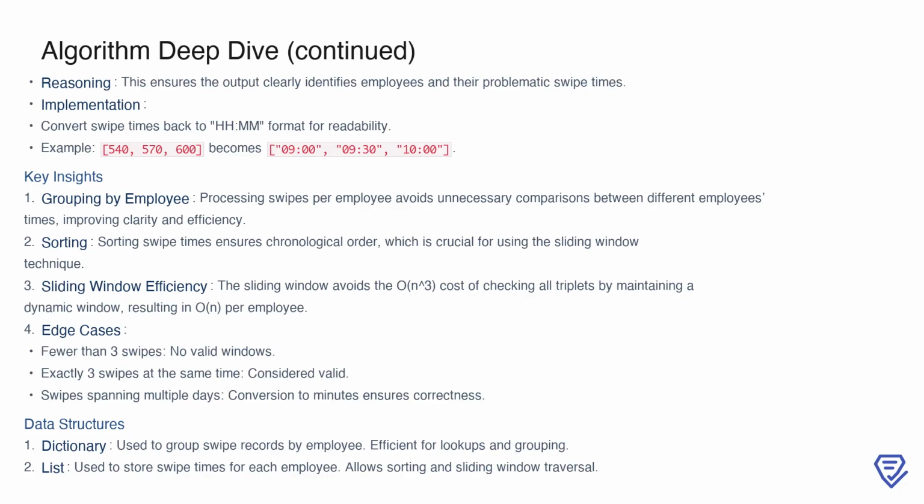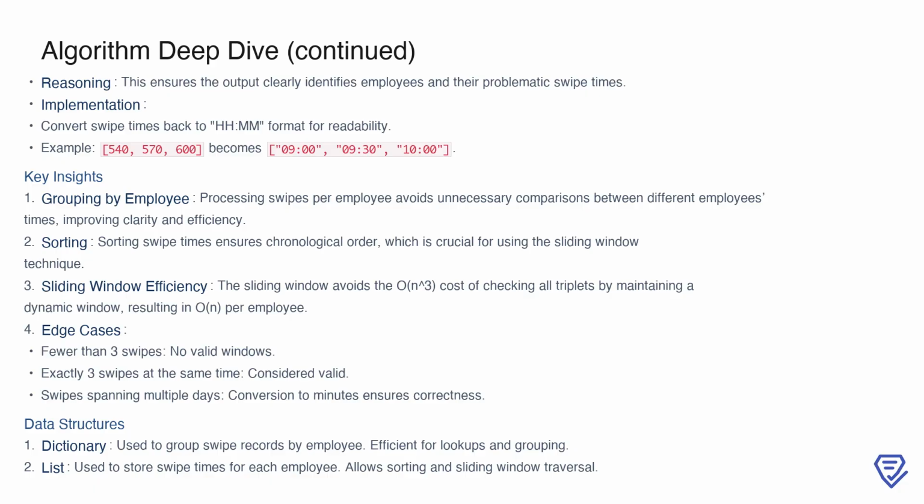If it does, we increment start to shrink the window. If the size of the window, calculated as end minus start plus 1, reaches 3 or more, we record the employee and the swipe times within the window. For example, for Alice with times 540, 570, 600, the window 540, 570, 600 is valid because the difference between 600 and 540 is within 60 minutes.